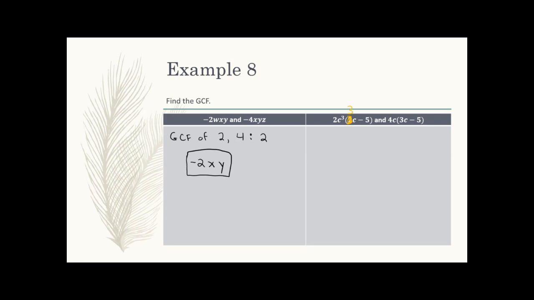Okay. So I'm looking at the numbers, the GCF of 2 and 4. We already know that's 2, so I'm going to have 2. Now I'm going to look at my c. I have a c cubed and a c. The smallest exponent would be on the one with just c, because it doesn't have an exponent at all, so I'm just writing it down as c. And then they both have in common this thing in parentheses, 3c minus 5. Since they both have that, it is part of the GCF. So that gives us as our GCF 2c times the quantity 3c minus 5.